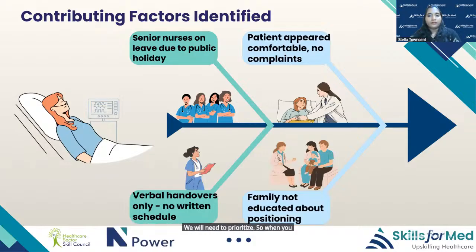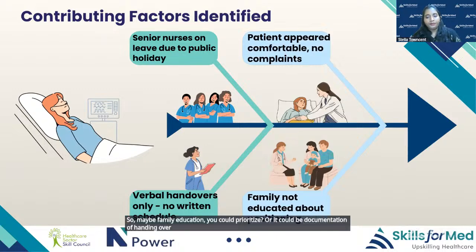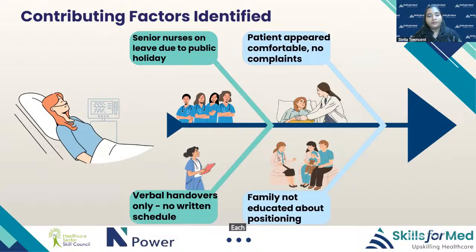So when you look at all these causes, we need to prioritize. Senior nurses going on leave on a public holiday, you can't do anything about it. You can't cancel the leave, right? So maybe family education you could prioritize, or documentation of handing over is prioritized. It's totally up to you. Each hospital, the incident management team has to decide what to prioritize and put those things first and keep implementing the changes which will prevent these sort of pressure injuries happening in the future.